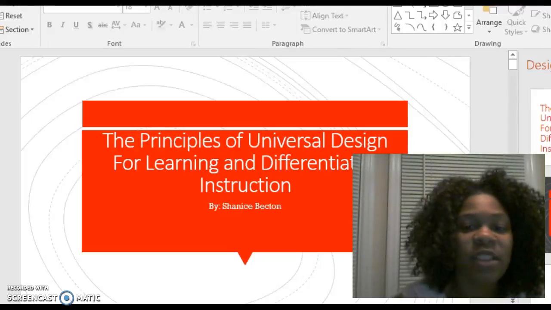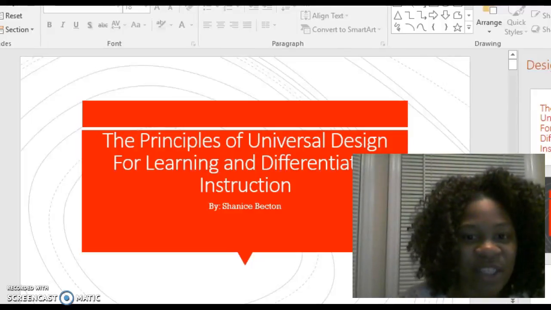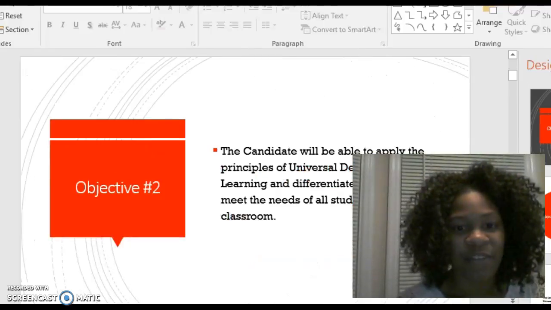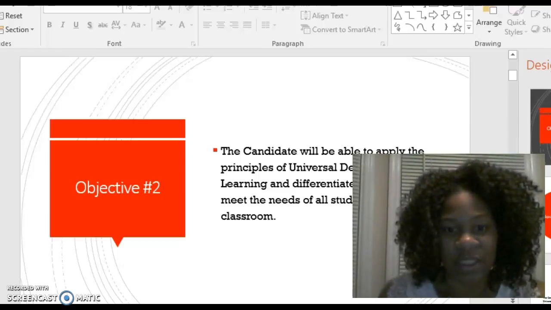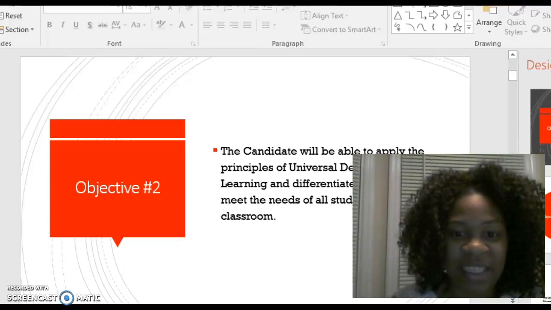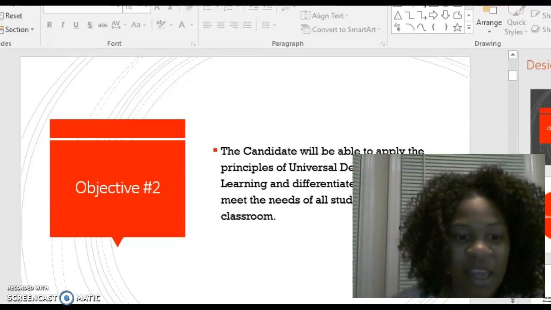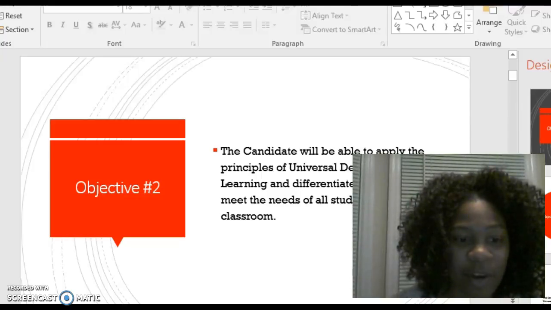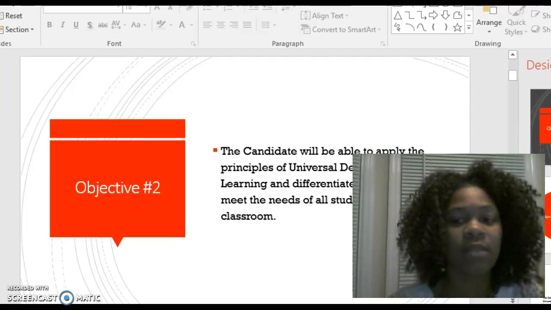This is the Principles of Universal Design for Learning and Differentiated Instruction by me. So my first objective is I'll be able to apply the principles of universal design for learning and differentiated instruction to meet the needs of all students in the classroom. That was the objective I picked, and I'm going to be providing you with detailed information about how and why it is necessary to incorporate the UDL and DI to benefit all students.